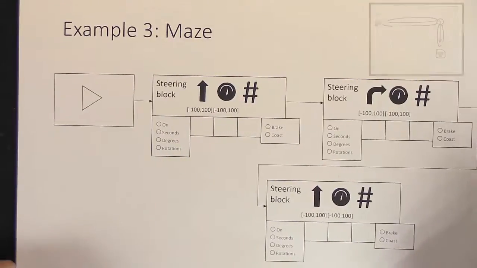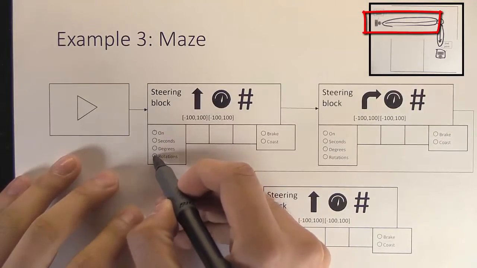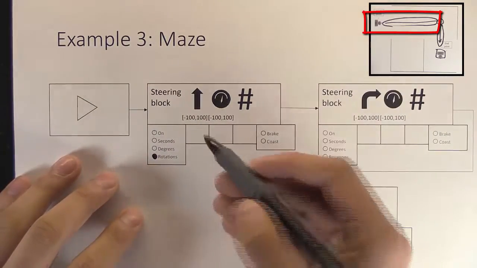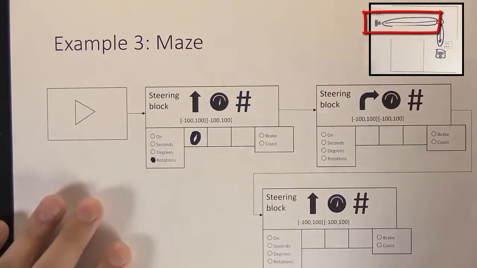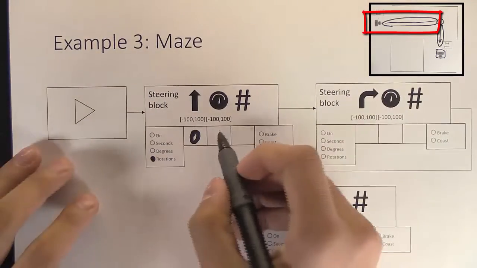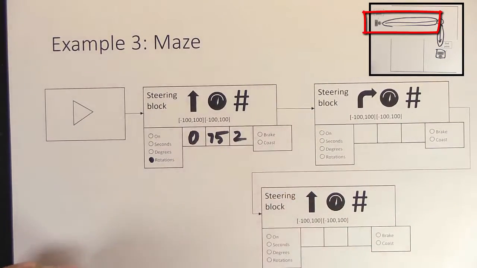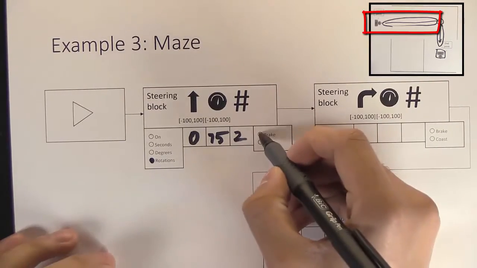Well, by using the same examples that we used earlier, we know that we need to go straight for 2 blocks. We obviously would like to continue using rotations, and since we're going straight, we can use our direction to be 0 once again. And I would generally suggest using a power of 75. That's what the default application suggests. And since we were under the assumption that each rotation represents each box on the piece of paper or the maze, then we can simply say that we would go for 2 rotations. And as usual, we would end with a break.